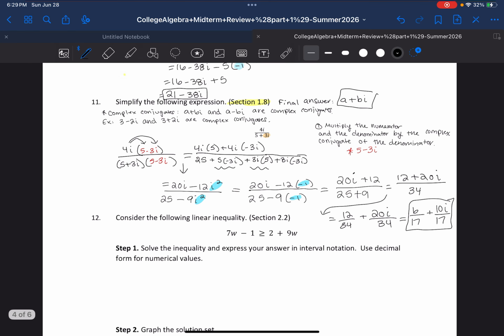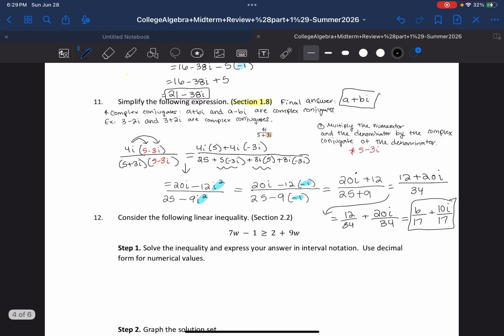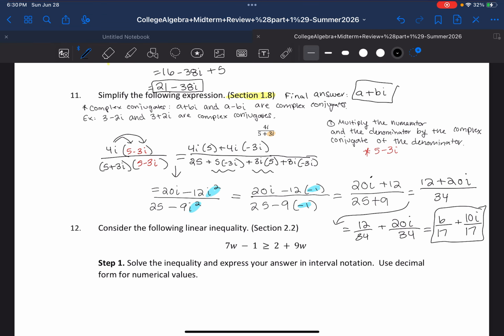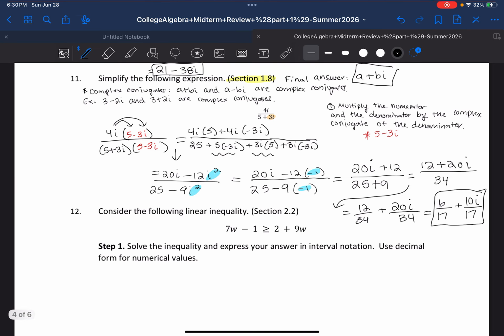Because you have to have it in complex number form. So now it's in two separate terms. 6 over 17 is a real number, so that's fine. 10i over 17 is the imaginary part, but they are separated. So you just have to keep going on that problem. Okay, so kind of tedious.